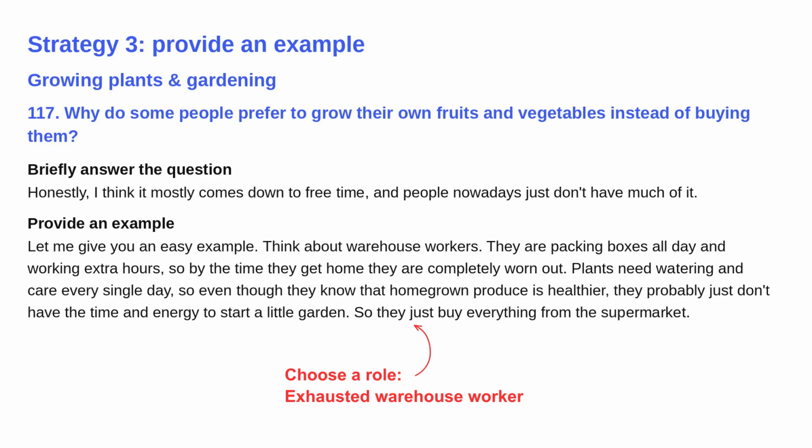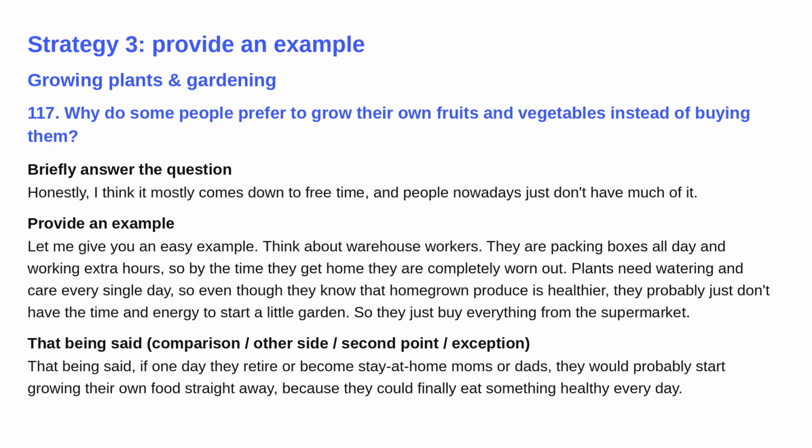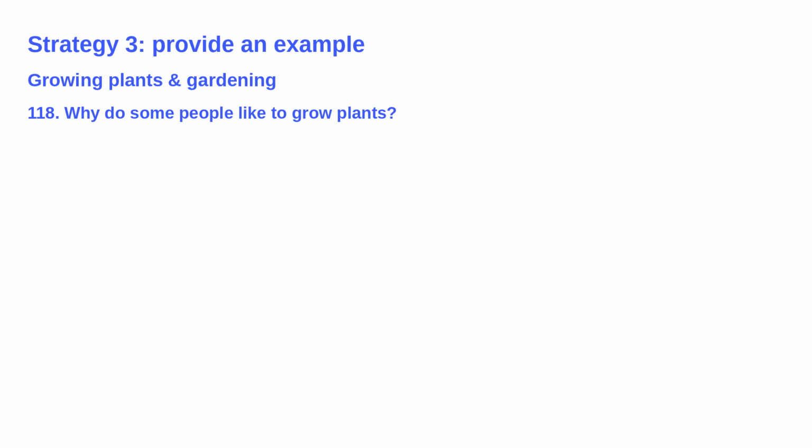Plants need watering and care every single day. So even though they know that homegrown produce is healthier, they probably just don't have the time and energy to start a little garden. So they just buy everything from the supermarket. That being said, if one day they retire or become stay at home moms or dads, they would probably start growing their own food straight away because they could finally eat something healthy every day.